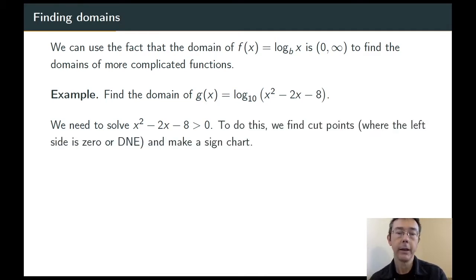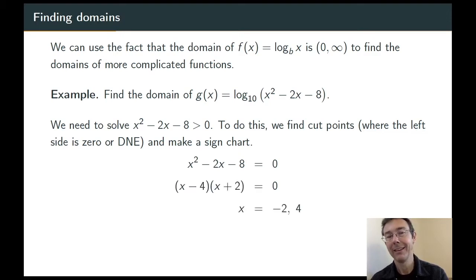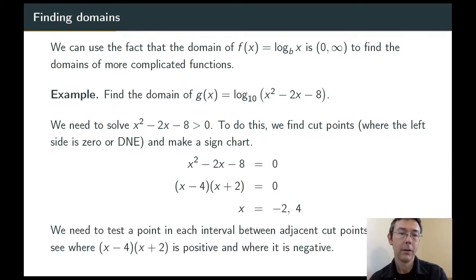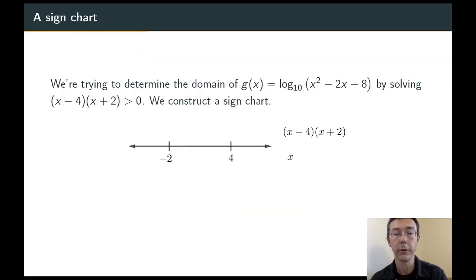The way we're going to do that is by finding the cut points, the place where that left-hand side is equal to 0 or where it does not exist. And then we're going to make a sign chart. So let's set that left-hand side equal to 0, factor, and finally get the answer, x equals negative 2 or x equals 4. So that's where the function on the left there is equal to 0. We need to know where it's positive, where it's negative. So we're going to make a sign chart and test points in each of the intervals between 4 and negative 2, and on either side of those 2 points.